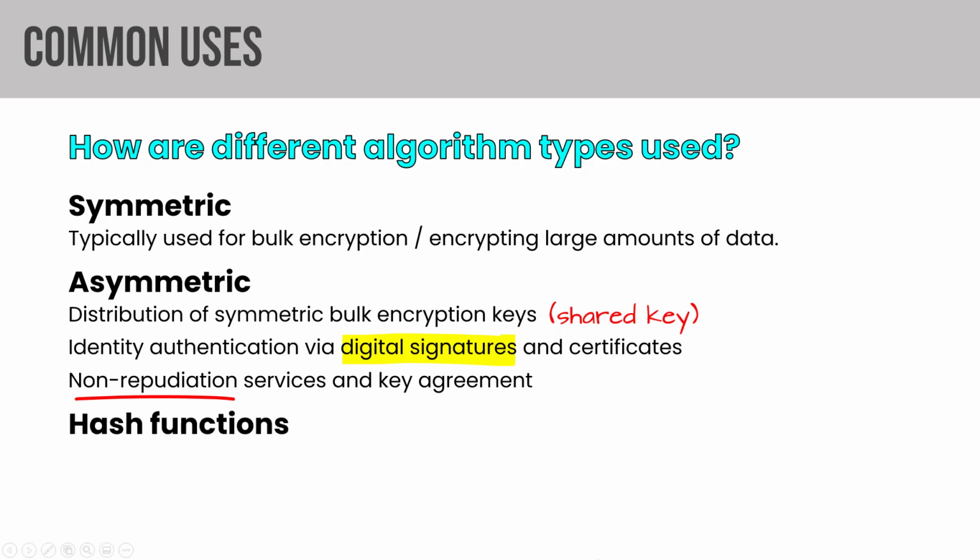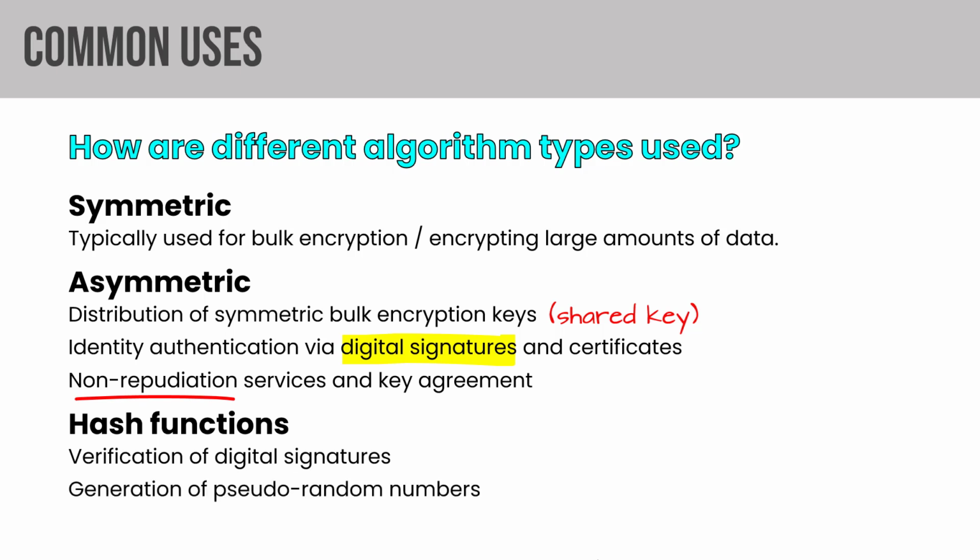And hash functions. Hash functions are used in verification of digital signatures, generation of pseudo-random numbers, and integrity services like data integrity and authenticity. For example, in transmitting a file, the sender can create a hash of that file and send that hash along with the file, and the recipient can then create a hash of the file they receive, and if the hash matches the hash shared by the sender, they know the data has arrived intact and unaltered.